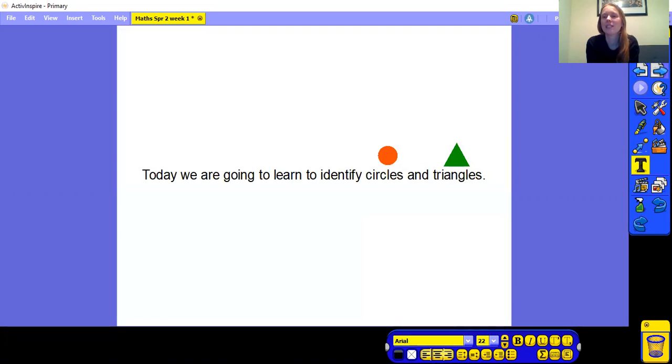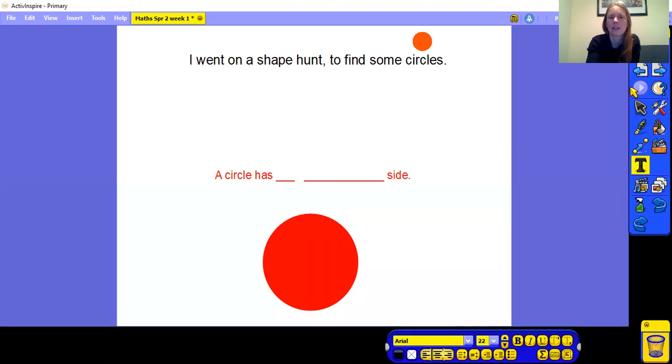Okay, so today we are going to continue learning about circles and triangles and being able to identify them. I went on a shape hunt today to find some circles. Now, before I show you what I found and you help me to identify the circles, let's just remind ourselves about the properties that circles have.